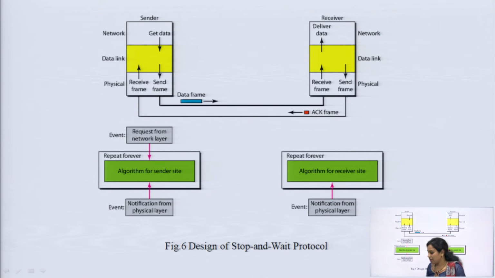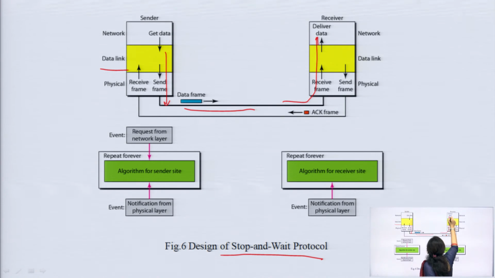Now, next is the stop and wait protocol. You can see there are some changes here. Whenever you are going to transmit the data, it gets the data from the network layer and gives it to the data link layer. Then it will transmit the data, send the frame, and the frame will be transmitted to the receiver side.